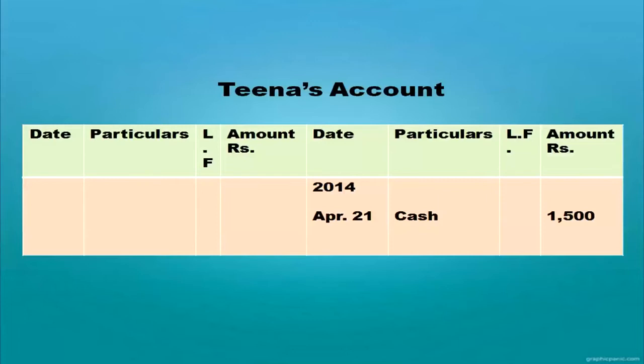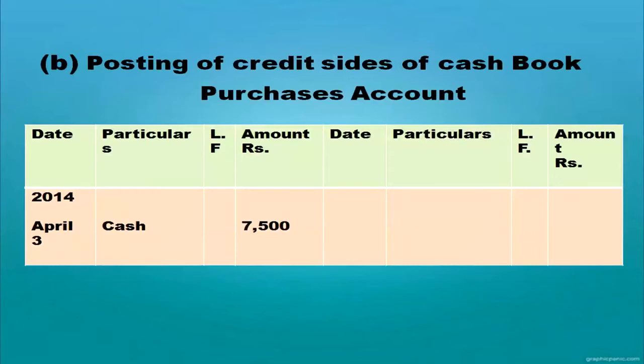Then Tina's account. In the cash book, on the debit side, you must have posted this. Then on the credit side of Tina's account, you have to post by cash, date and amount in the respective columns. Posting of the credit side of the cash book. Purchases account debit to cash. So, in the cash book, you have posted on the credit side by purchases. In the purchases account, you have to post on the debit side to cash, date and amount in the respective columns.